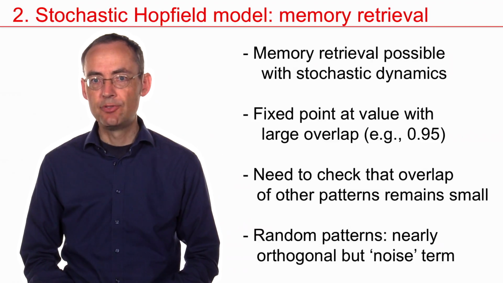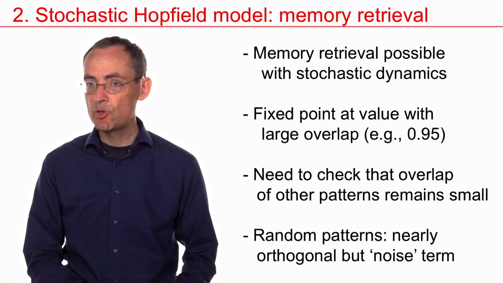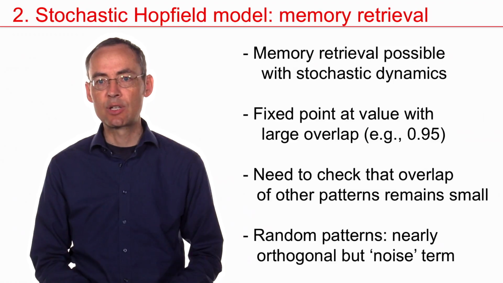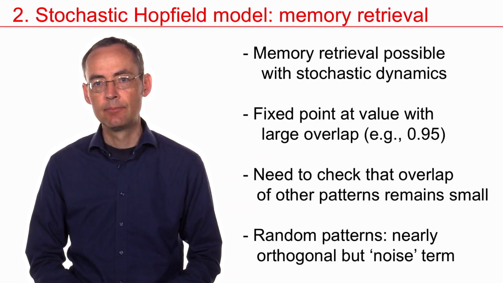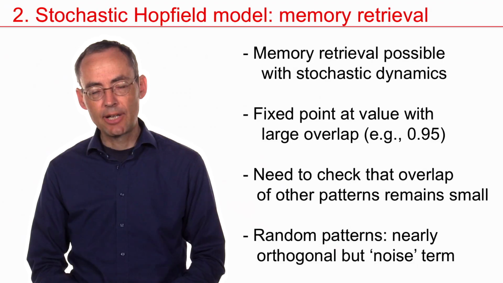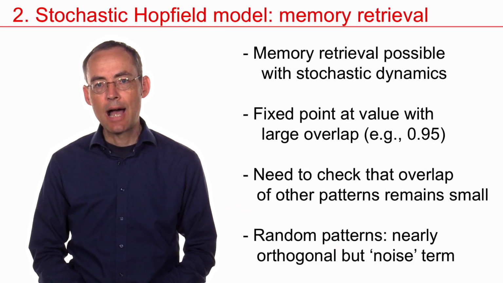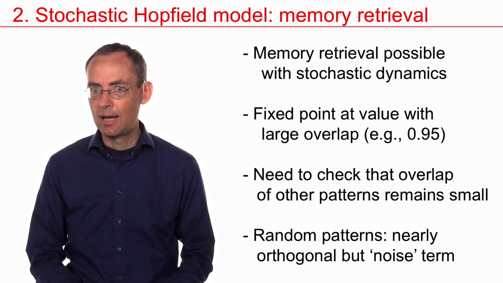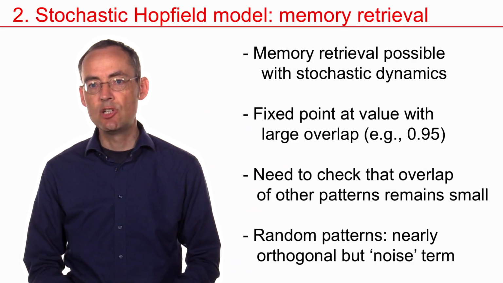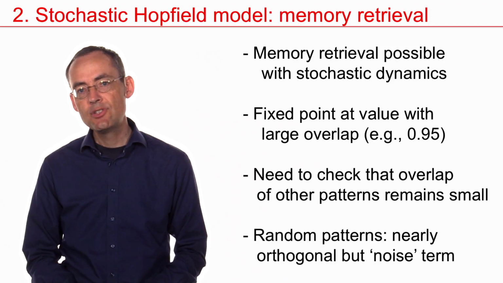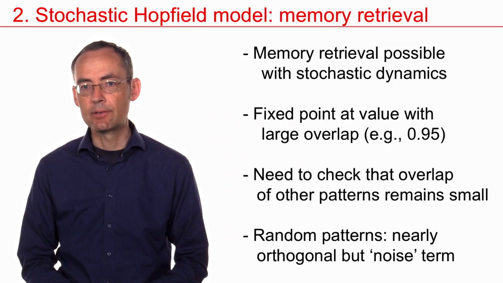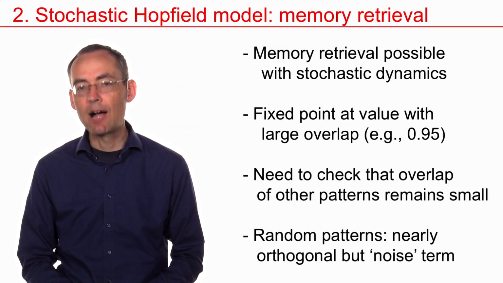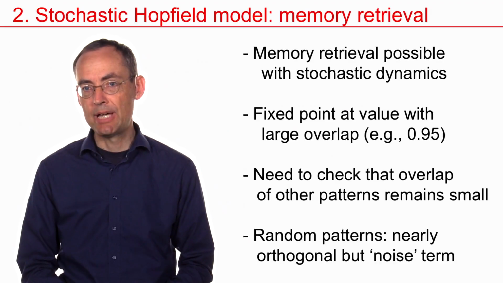If we converge to the fixed point, it will be very close to the pattern, but it will not have a perfect overlap of 1, but a large overlap, for example, 0.95 or 0.97. Now, for the calculations I did in this section, I sort of assumed that if I have a large overlap with one pattern, I can keep the other patterns at 0 overlap. Now, this is implicitly the assumption of orthogonal patterns. Note that random patterns are nearly orthogonal. Therefore, the argument should also work for random patterns.